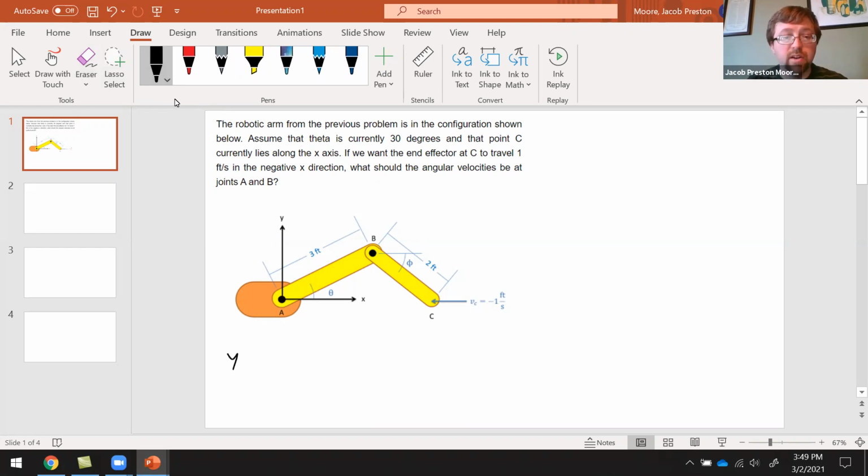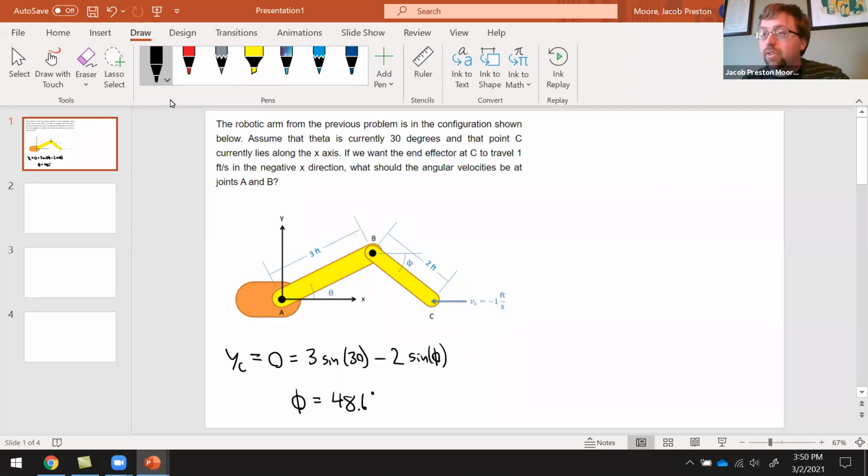So the y position of C is currently just 0, but we're going to go up by 3 sine 30. So we know this is 30. And then we go down by 2 sine phi. So this must be 0. If I move 2 sine phi over, I've got 3 sine 30. I'm going to divide by 2, take the inverse sine of that amount. I could find that phi, that angle, is equal to 48.6 degrees below the x-axis.